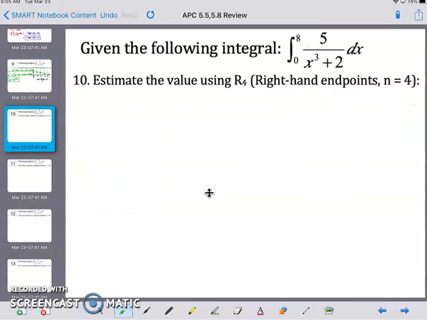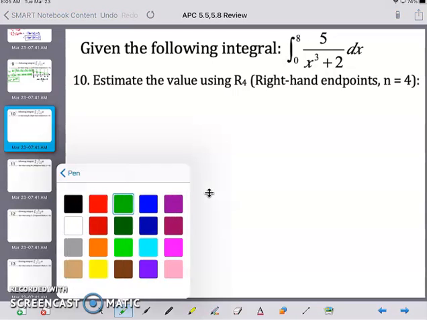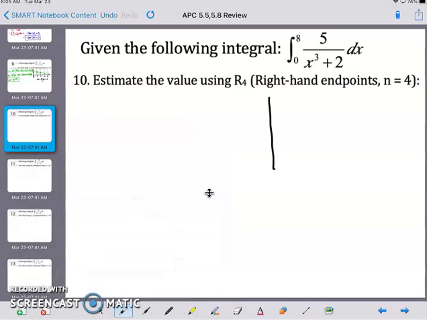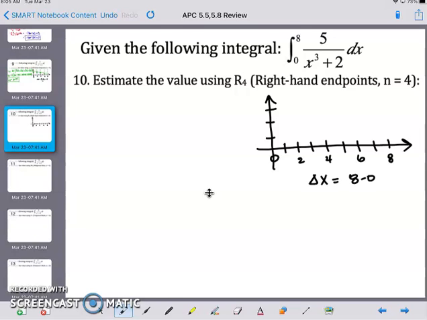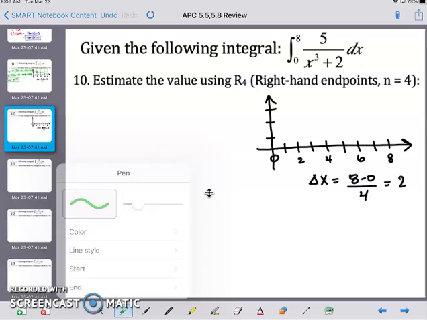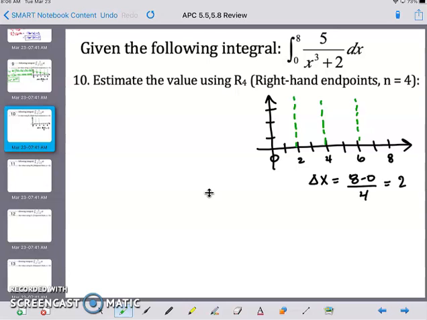In problem number 10, we're doing the exact same thing, except this time we're going to be using right-hand endpoints. So if I were to re-sketch my graph really quickly here, just so that we can consider our x-axis. Okay, and again, our delta x is still 8 minus 0 divided by 4, so our delta x is still going to be 2. And our rectangles are still going to live from 0 to 2, from 2 to 4, from 4 to 6, and from 6 to 8.